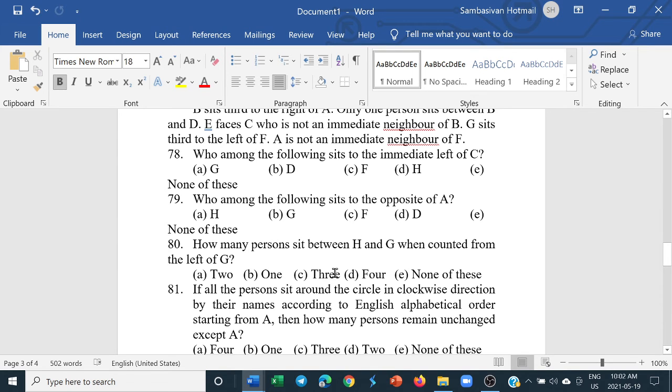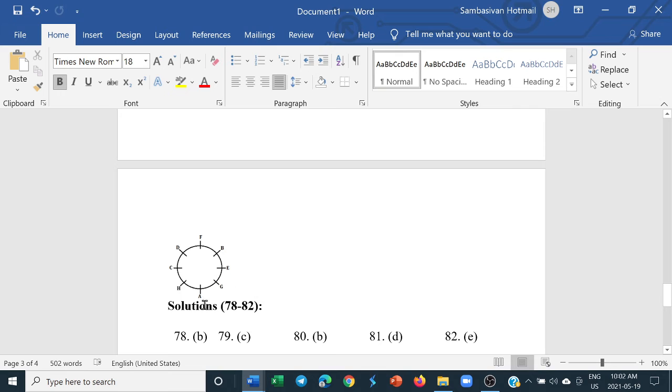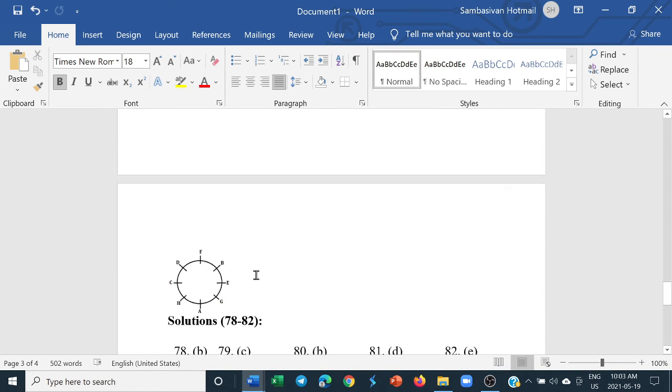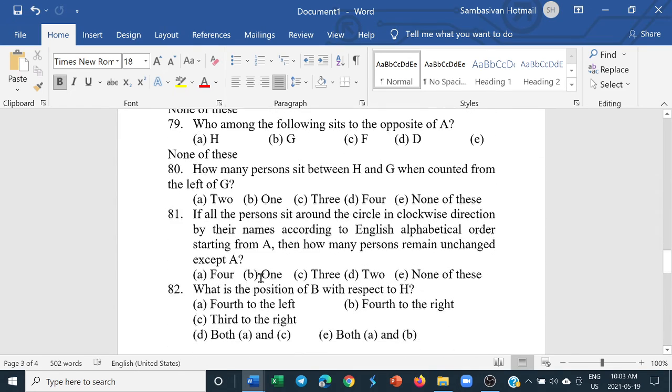How many persons sit between H and G when counted from left of G? And counted from left of G, how many persons sit between H? One left. Left means this side. So only one person is sitting, and the answer for that is B.